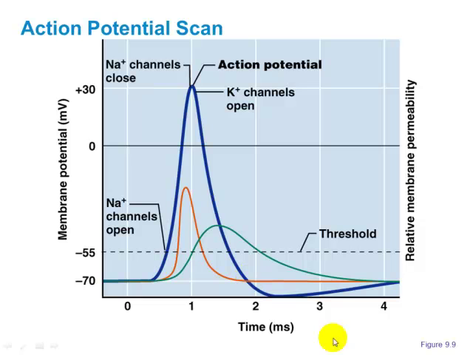Please notice the time scale down here. This is time in milliseconds. This is 1/1000th of a second. So we're talking about this entire action potential taking 4 milliseconds. Okay. So within a second, you could theoretically have 250 action potentials going through something in a second.